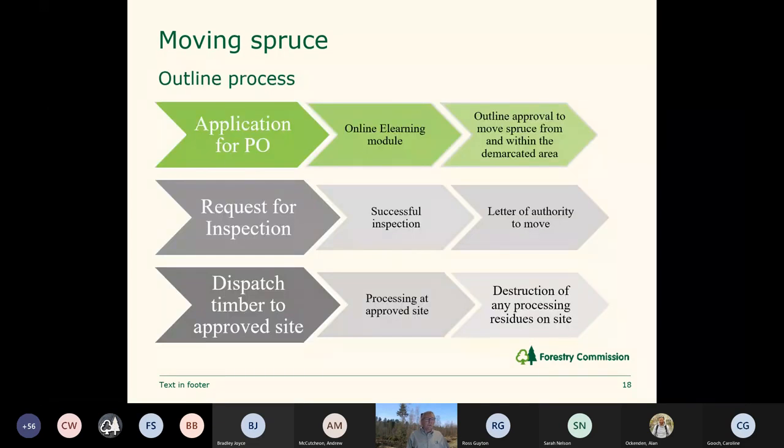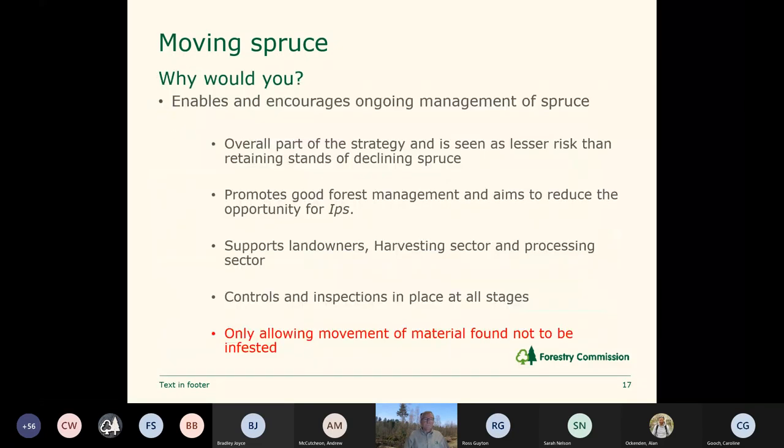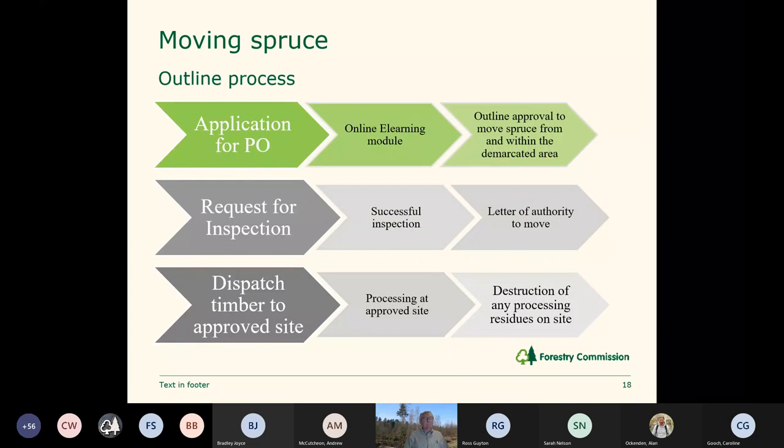The outline process for moving spruce is that a business would need to be a professional operator, and there is a process for applicants to become a professional operator, and they do that in conjunction with an online e-learning module. They're given outline approval to move spruce from within the demarcated area once they've got that, and then individual movements are controlled with a further level of inspection and regulation.